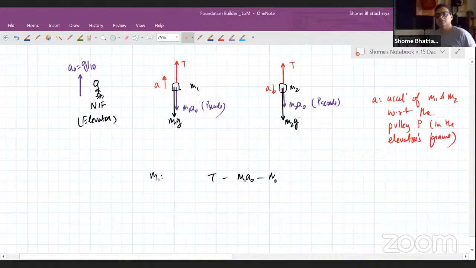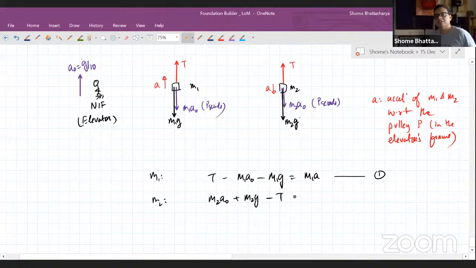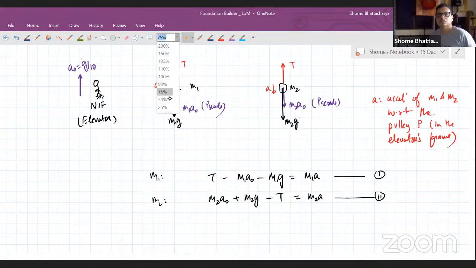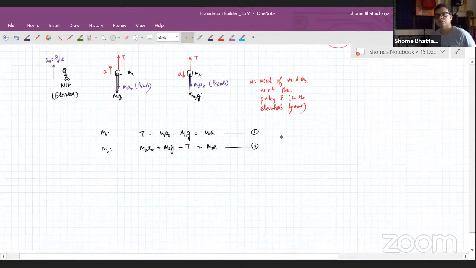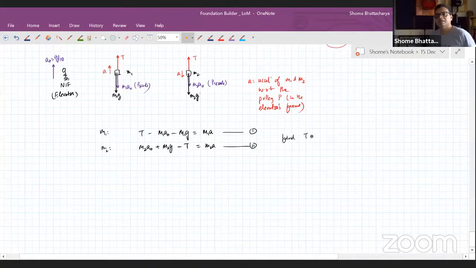So for the block M1, we have the equation T minus M1 a naught minus M1g is equal to M1A. And for the second one, we have the equation that the sum of pseudo force plus weight, pulling it down but going against tension, so minus T, is equal to M2A. This is our second equation. Now we need to solve these equations to find T, so we need to find the tension.